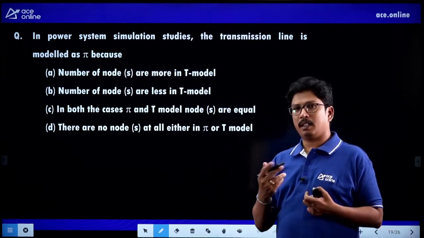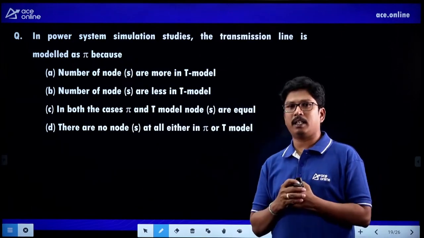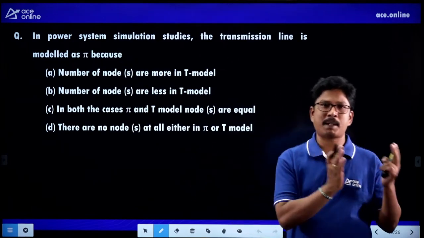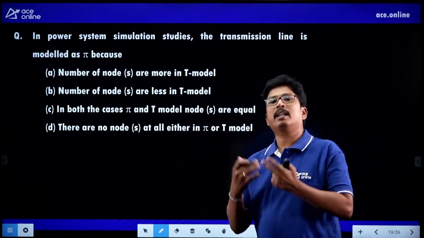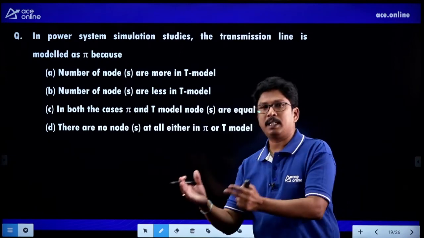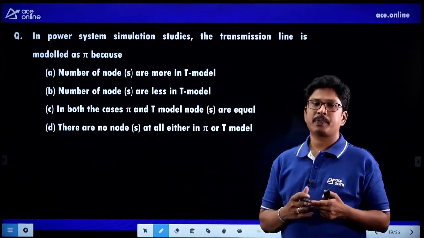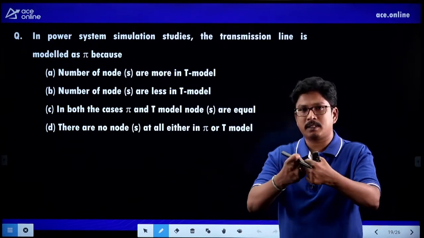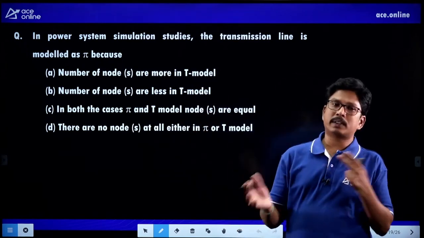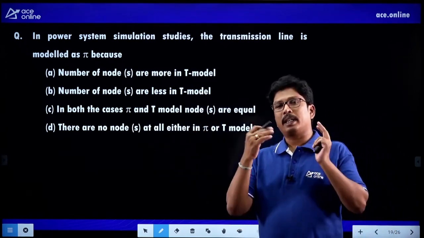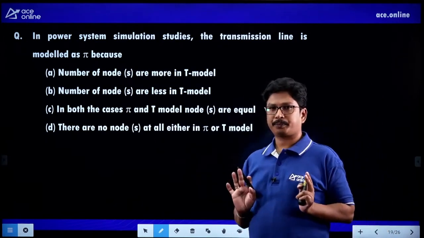But in the case of the medium transmission line, based on the capacitance placement, we have several connections. We can place the capacitor at the source side, which we call the source capacitor model. We can place the capacitor at the load side, which we call the load condenser model. We can place the capacitor at the middle, which we call the middle capacitor model or nominal T model. And we can divide the capacitance into two parts and connect them at both sides, which we call the both-sided capacitor model, or nominal pi model. They are asking why the nominal pi model is best.